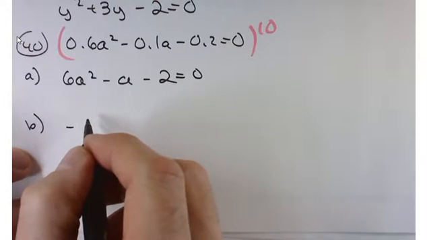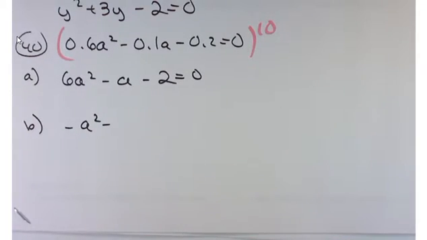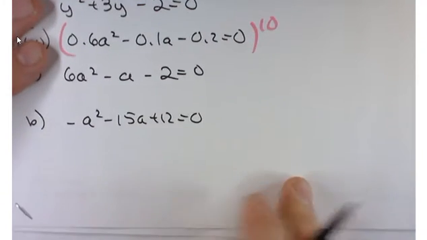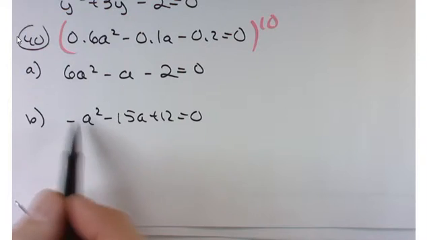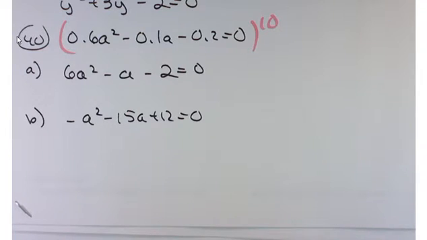negative a squared minus 15a plus 12 equals 0. There's not a lot that's bad about this one, but generally speaking, it's a little bit annoying to have a negative with a for your leading coefficient. So that's really the only thing that I could see that they would want cleaned up here.